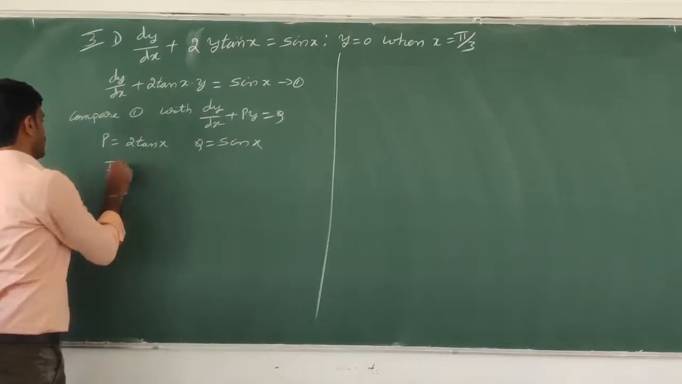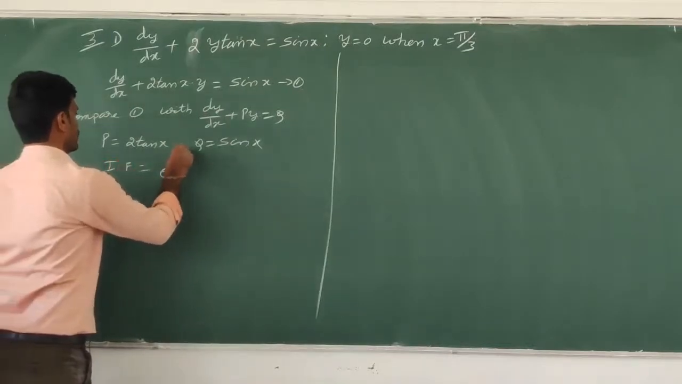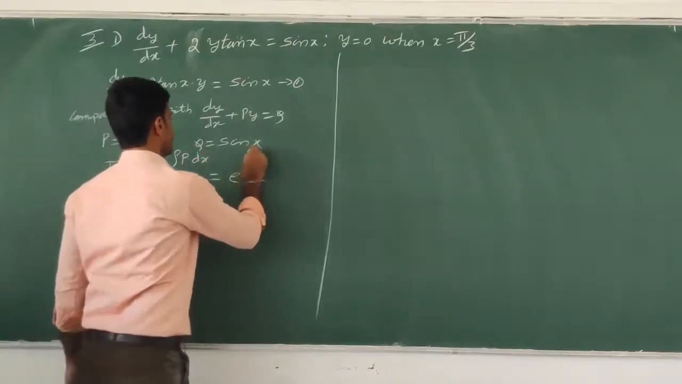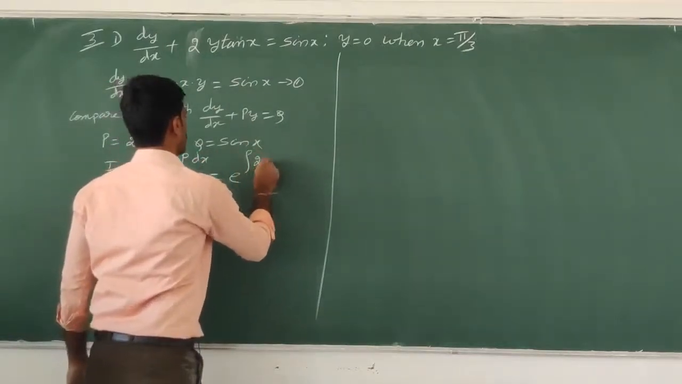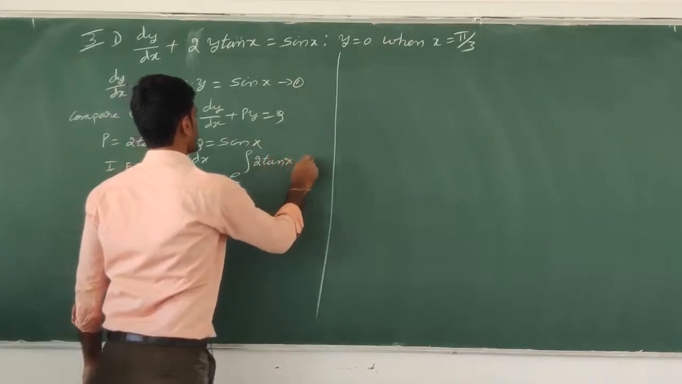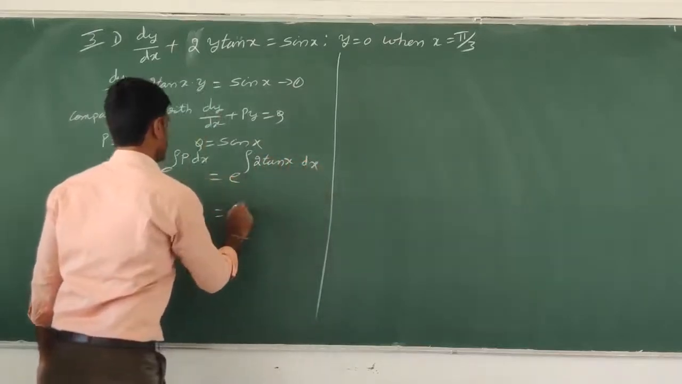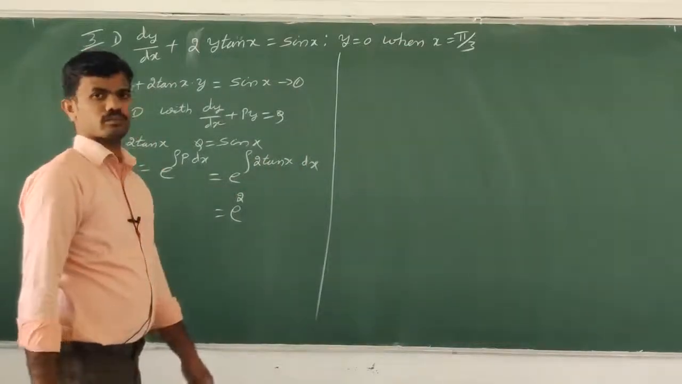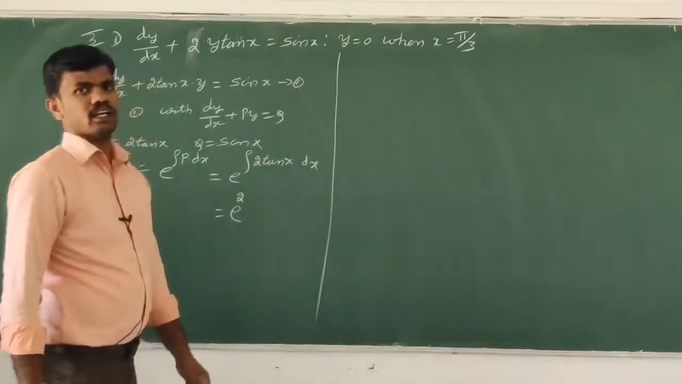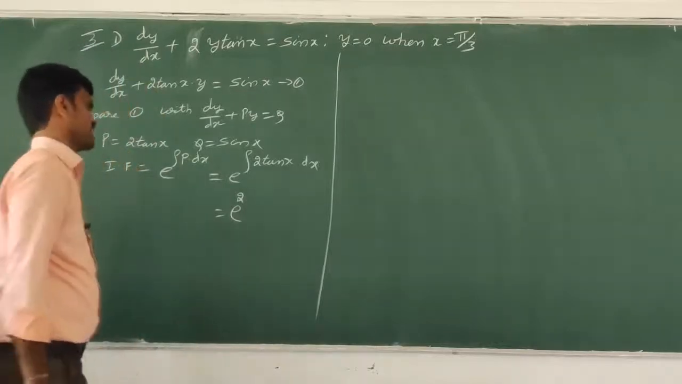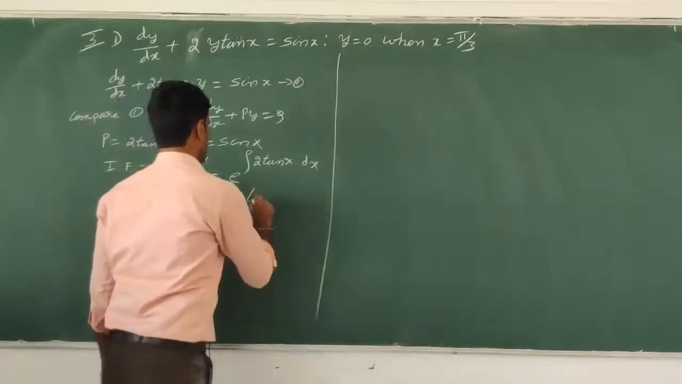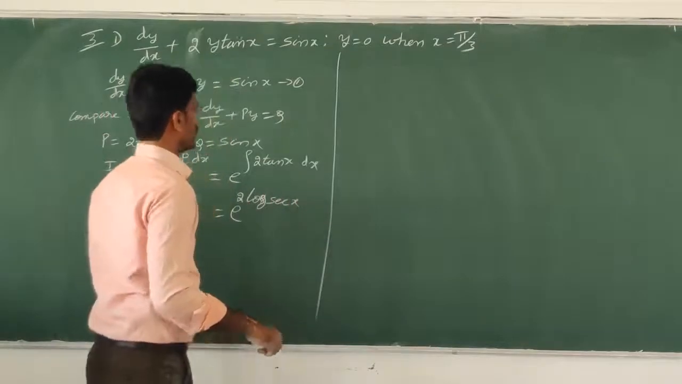The formula for the integrating factor is e power integration of p dx. So that is equal to e to the power integration of 2 tan x dx. So this is equal to e to the power 2 into integration of tan x, which is log of secant x, that is minus log of cos x or log of secant x. So this is the integration of tan x.